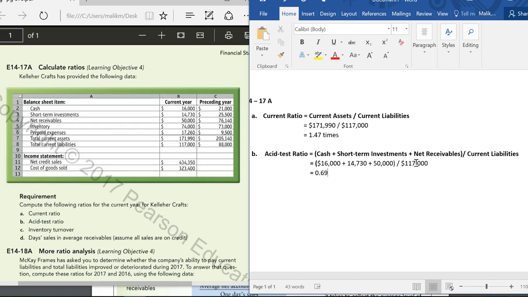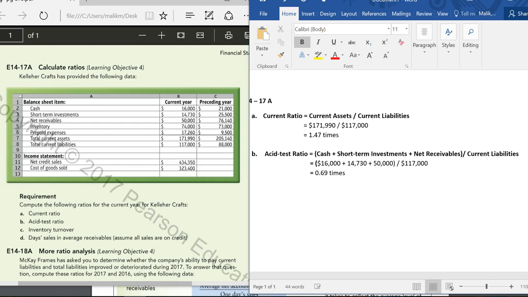Now if I need to explain it, it's actually not good. Usually if the acid test ratio is higher than 1, it is considered good. That means you have very liquid assets and you can use them to pay your current liabilities immediately. So if it's more than 1, then it is considered good for the company.